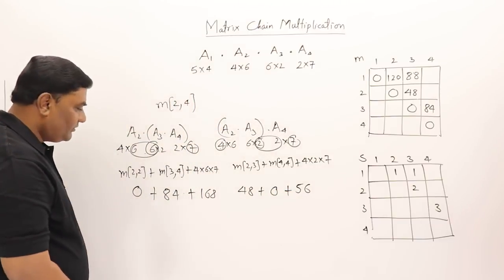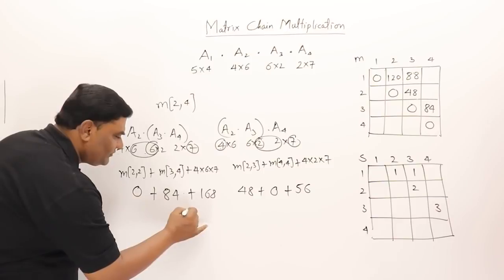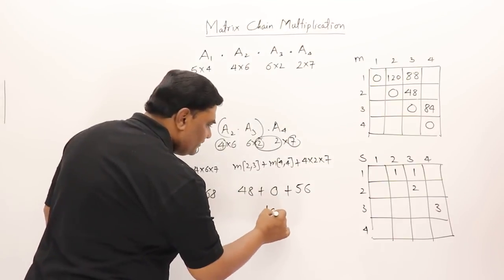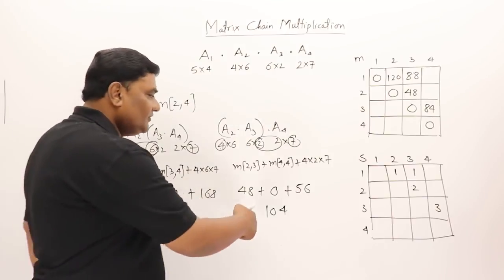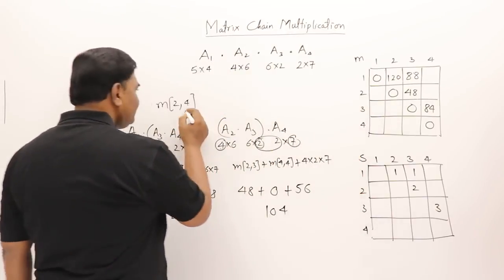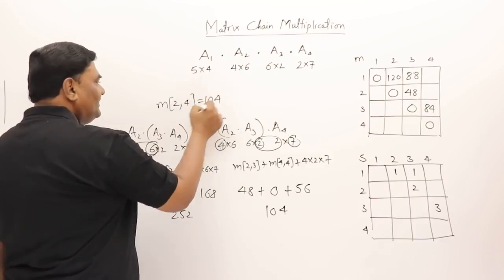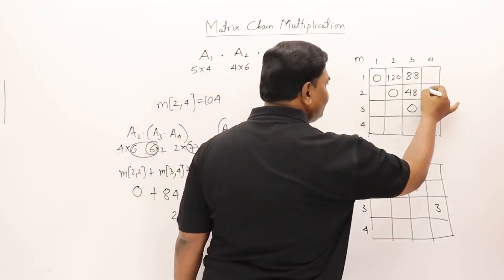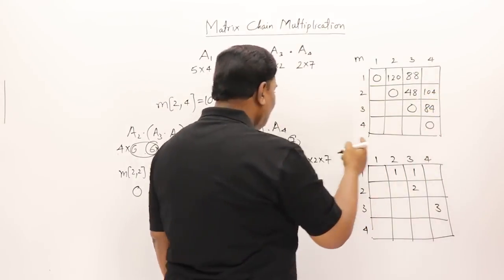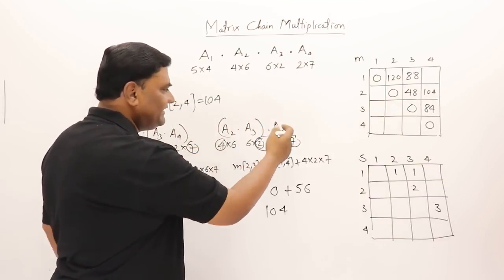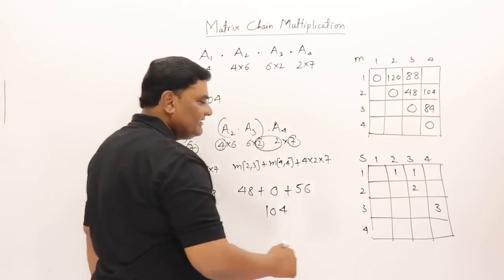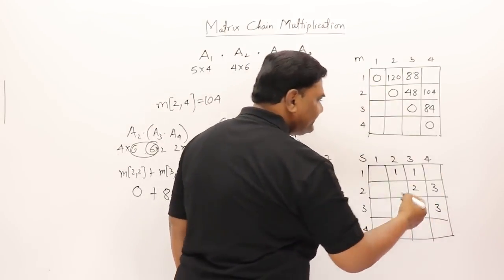So which one is smaller? This is 252 and this is 104. So which one is minimum? 104 is minimum. So the answer for this one is 104. That is 2 comma 4. 2 comma 4 is 104. And who gave this value? This side is 2, 3 and that side is 4. So the answer is 3. So 3 has given us the minimum result.